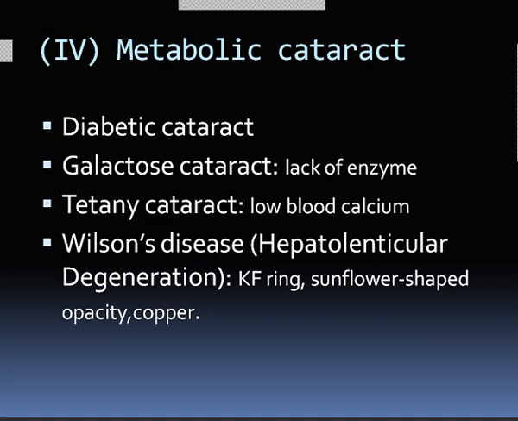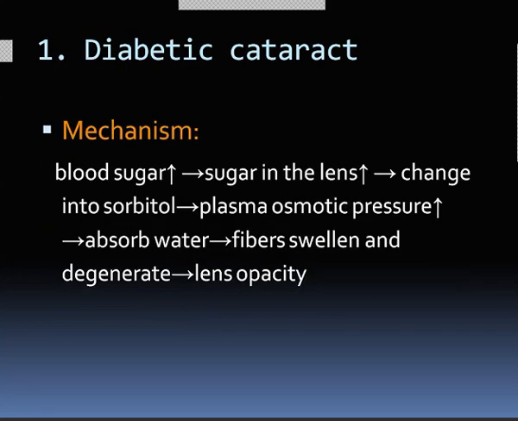Whenever the blood sugar is raised, what will happen? Sugar levels in the lens also change, because it is mostly the sugar present in the aqueous humor that will imbibe into the lens, since the lens does not have any blood supply. Whenever the blood sugar levels are higher, the aqueous also has a higher level of sugar. So what will happen? In the lens also the sugar levels are increased.